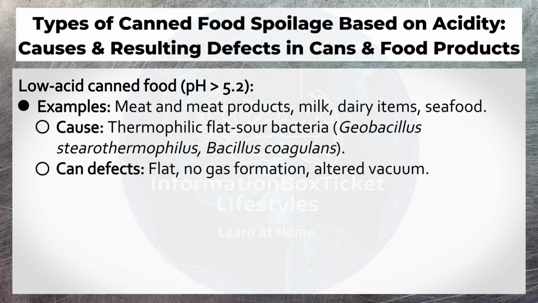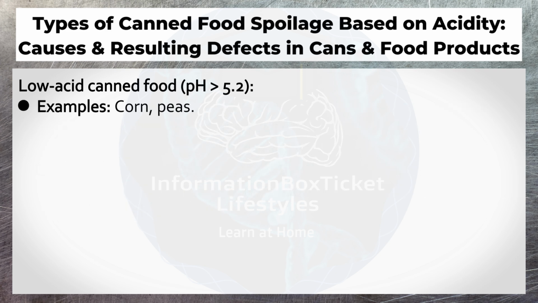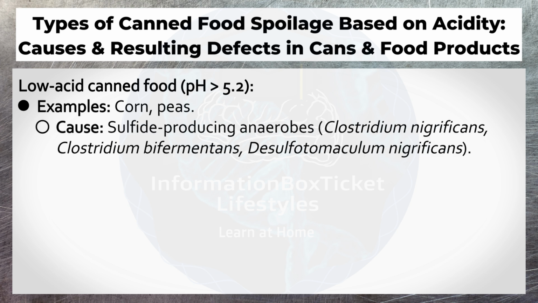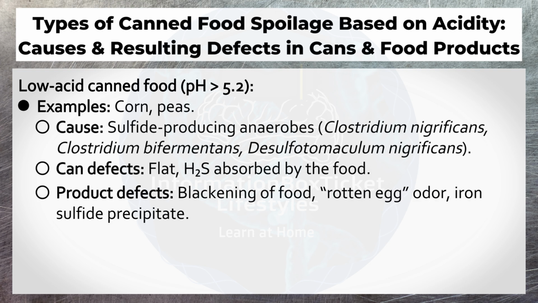Canned defects: flat, no gas formation, altered vacuum. Product defects: lowered pH, sour taste, off odor and off flavor, occasionally cloudy juice. Examples: corn, peas. Cause: sulfide-producing anaerobes, Clostridium nigrificans, Clostridium bifermentans, Desulfotomaculum nigrificans. Canned defects: flat, hydrogen sulfide absorbed by the food. Product defects: blackening of food, rotten egg odor, iron sulfide precipitate.